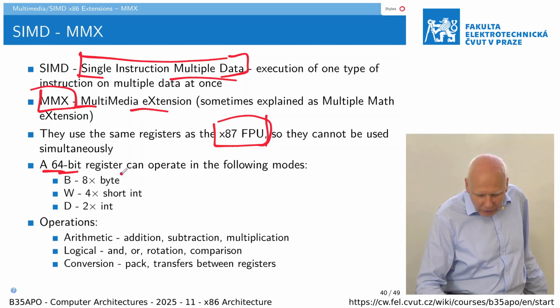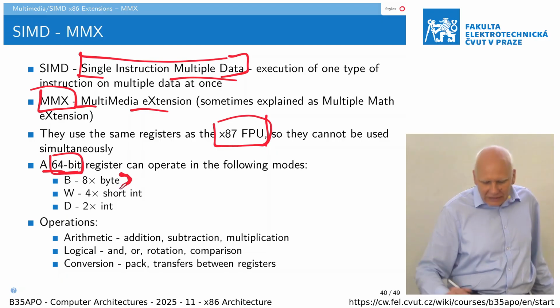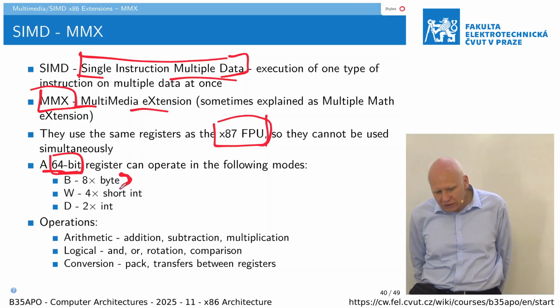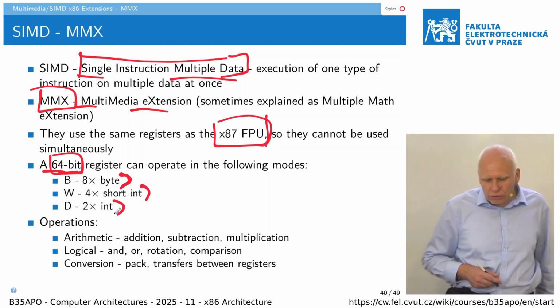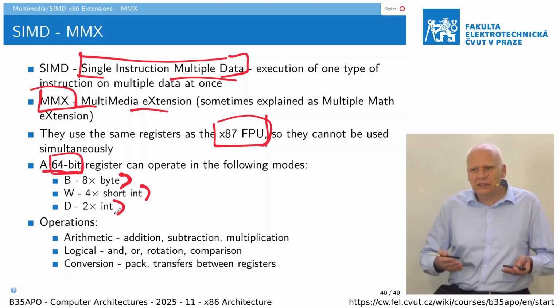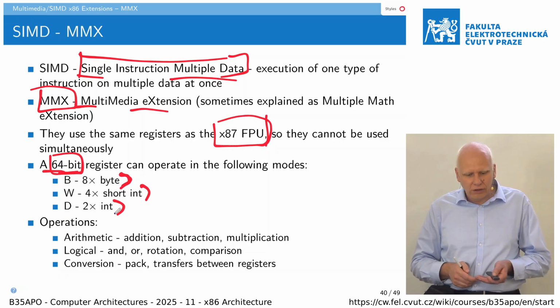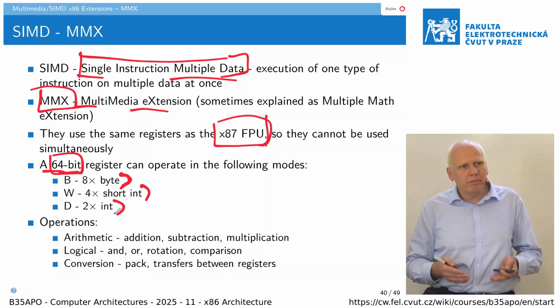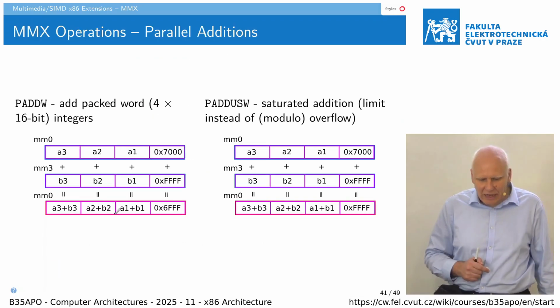And what it allows, if you have a 64-bit register, is that you can place 8 byte values into it, or 4 16-bit values, or 2 32-bit values. And then you can do the operations in parallel. So you can do the addition, subtraction, and so on, for example, of multiple pixels by a single instruction. We will see some examples.